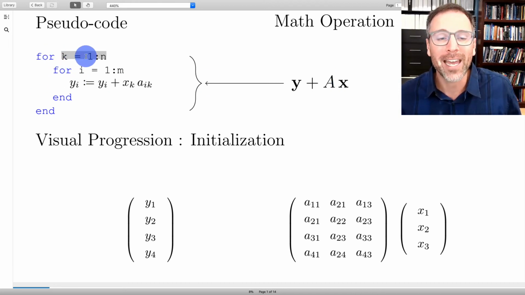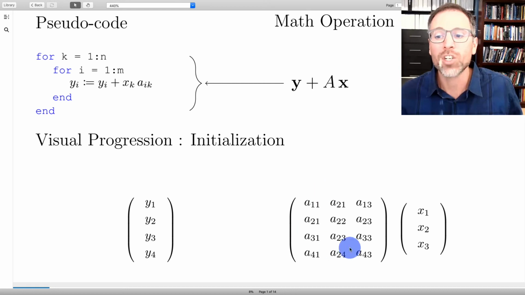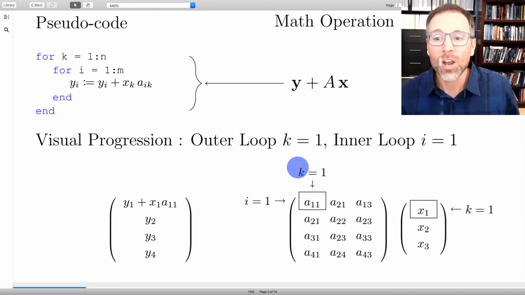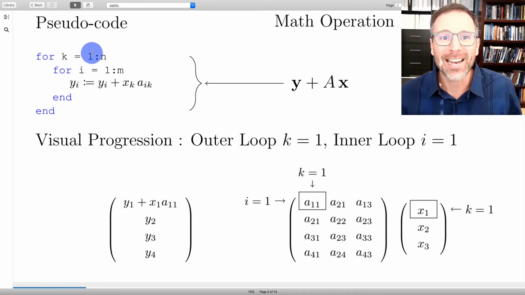Our outer loop k runs through the columns of A. Our inner loop i runs through the rows of these. And the ith value of y is going to get the previous value plus x sub k times the i,kth entry of A. Here, when we initialize, we start with a vector y stored in memory. We start with a matrix A and a vector x.